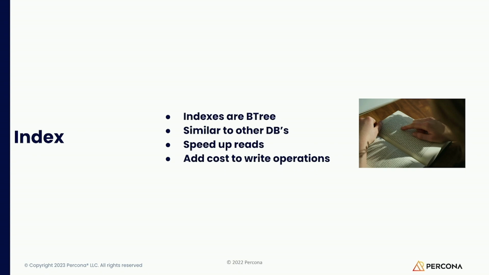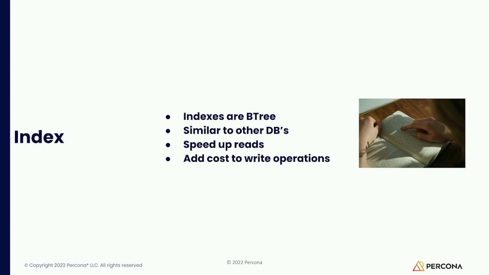Indexes are B-trees in MongoDB, similar to other databases, nothing really different. And as we know, an index is similar to the index in a book, right? It allows us to quickly get to a specific place we want. In this case, it will be a specific document inside the collection.